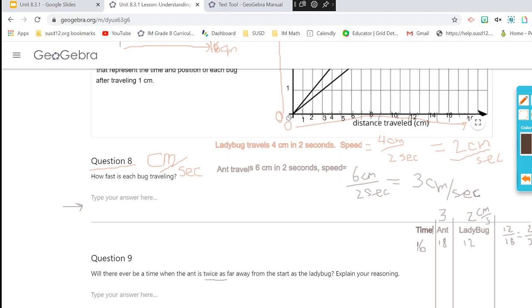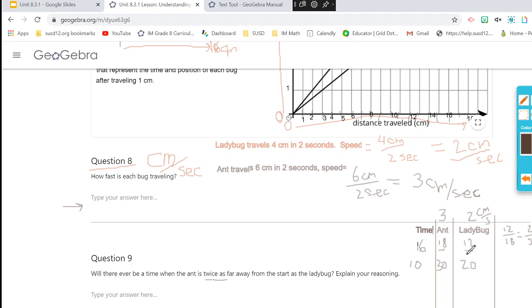We want to find a time when ant is twice as far as ladybug. But here, ladybug is 2/3 as far as ant. Ant is 1/3 farther. Okay, well, what happens after, I don't know, let's say 10 seconds? Now, after 10 seconds, ant has traveled 30 centimeters, because 10 times 3 is 30. And after 10 seconds, ladybug has traveled 20 centimeters. 10 times 2 is 20.